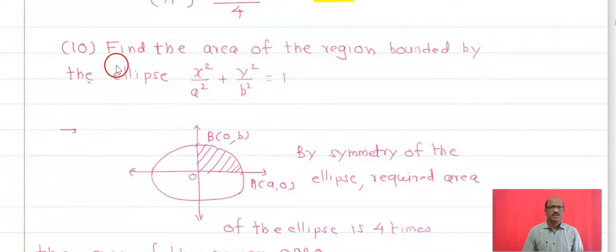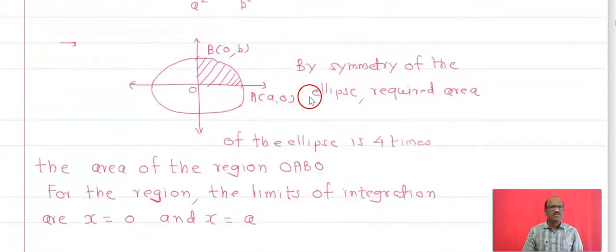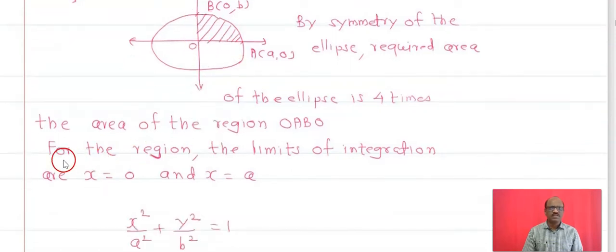Now the next problem: find the area of the region bounded by the ellipse x square upon a square plus y square upon b square equals 1. By the symmetry of the ellipse, the required area. Now see this here, this is the rough sketch of the ellipse. The point A has the coordinates a, 0 and the point B has the coordinates 0, b. The area of the ellipse is 4 times the area of the region OABO. Therefore, the limits of the integration are x equals 0 and x equals a.